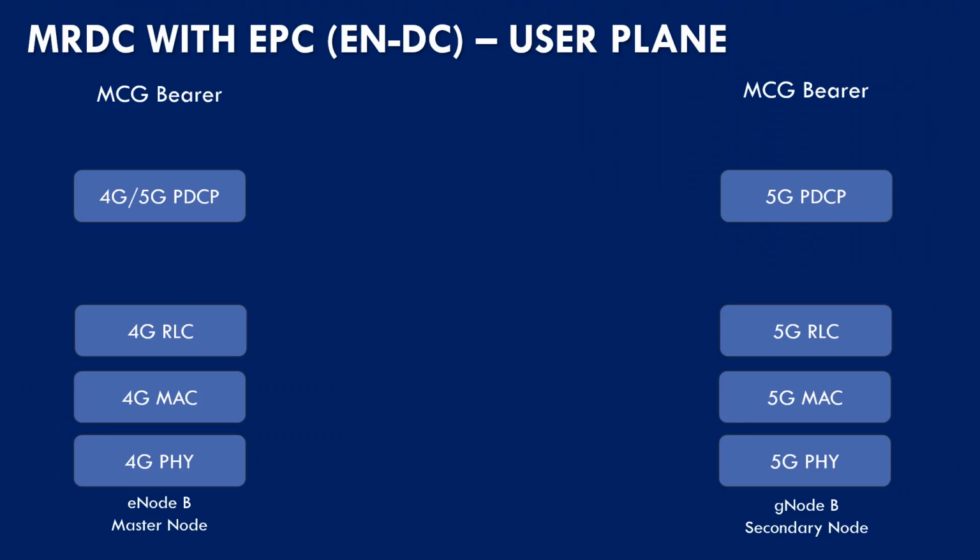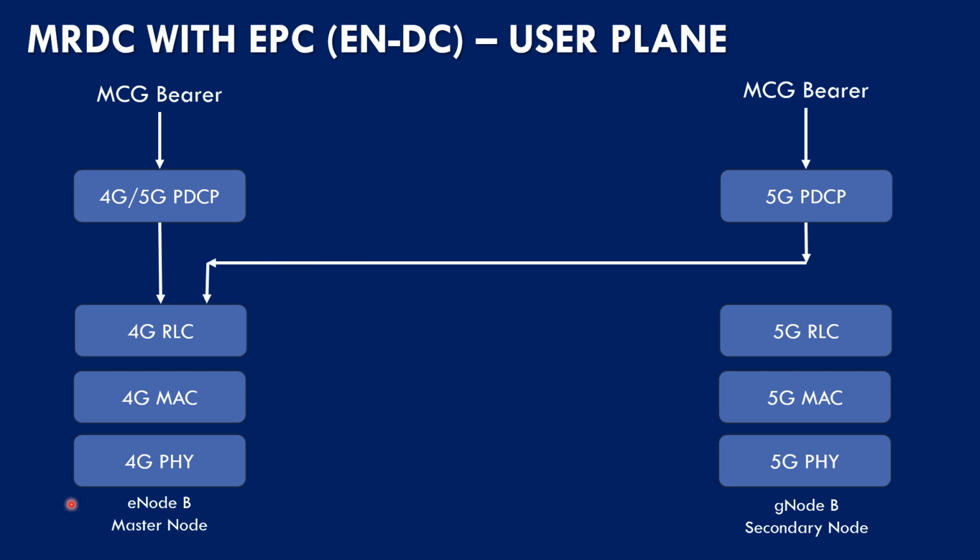Now let us try to understand user plane. Here we are focusing on the user plane of MRDC with EPC, or the ENDC scenario. ENDC can have three types of bearers. First one is the MCG, or master cell group bearer. A master cell group bearer uses the RLC, MAC and physical layers within the master node. Means it uses the 4G implementation and 4G air interface.